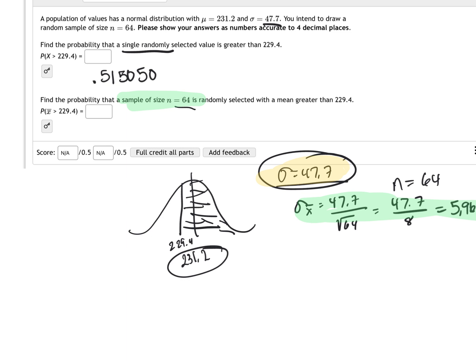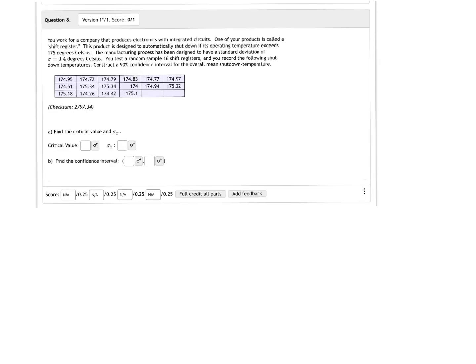The mean stays the same because the mean of your samples always has the same sample mean of this population, but the standard deviation becomes 5.9625, and we paste that, and now we get 0.61866307, right? So that is number 1 and number 4 are very similar in this case.